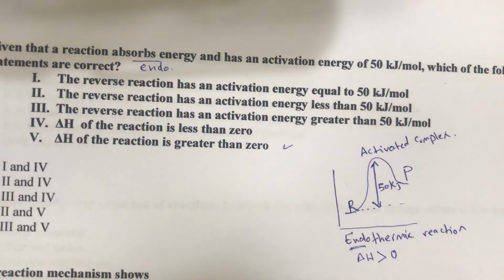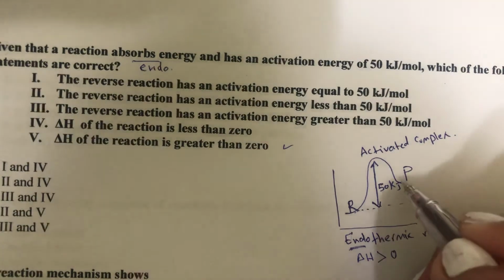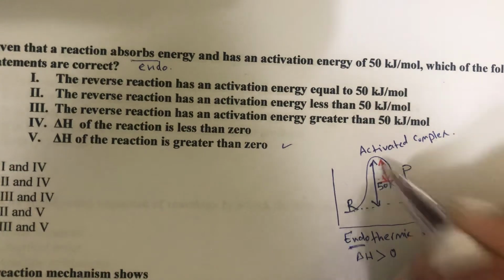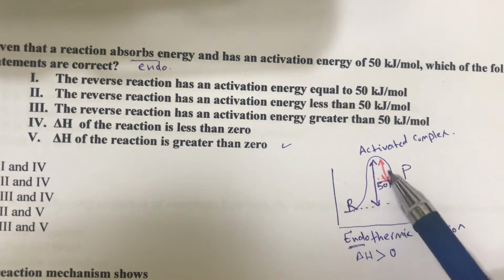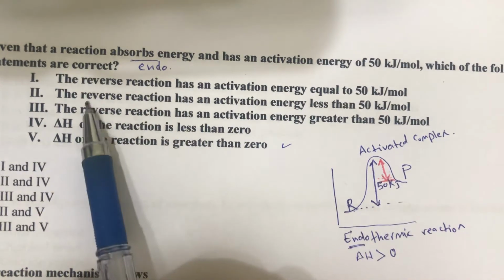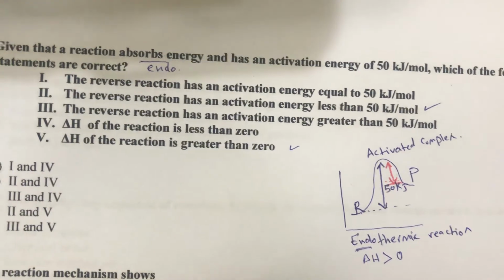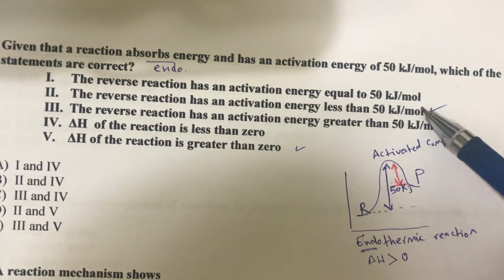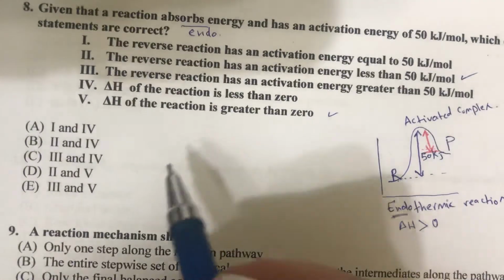Now what about the activation energy for the reverse reaction? Activation energy of the reverse reaction, here is the energy difference from product to the activated complex, which is less than 50. So here, the reverse reaction has an activation energy less than 50. So this is also the correct answer. So the correct answers are 2 and 5. Here 2 and 5, D.